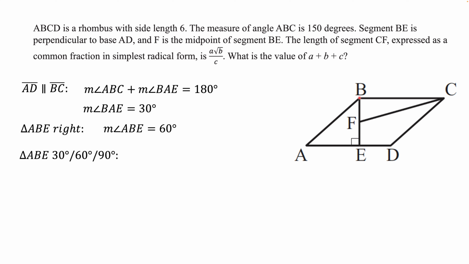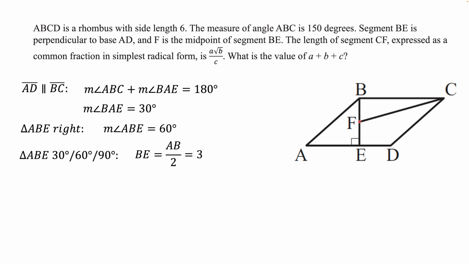We actually should know a lot about this triangle. If we know one side of that triangle, we know the rest of them. In particular, the leg opposite the 30 degree angle, which is angle A, is BE. The leg opposite the 30 degree angle is half of the hypotenuse, hypotenuse AB in our case. AB is the side of the rhombus, and it's 6. So BE would be half of it, which means 3.